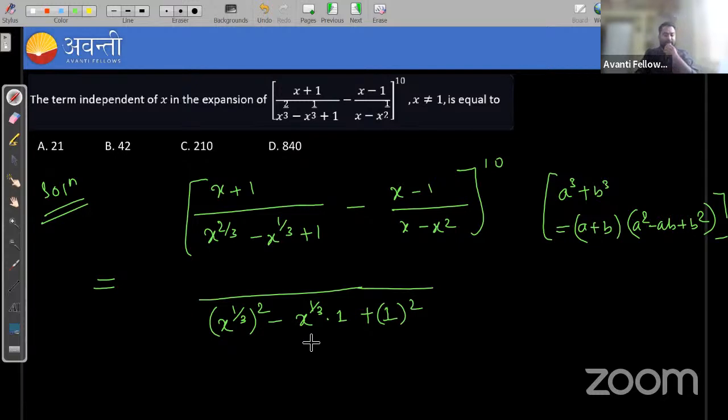So if we write this, in the numerator, what can we write? We can write this as x to the power 1 by 3 whole to the power 3, and this 1 is 1 to the power 3 also, that is a cube plus b cube. So in place of x to the power 1 by 3 whole to the power 3, what can we write, guys?